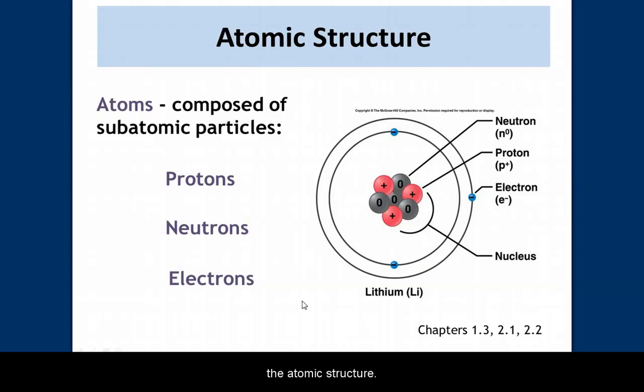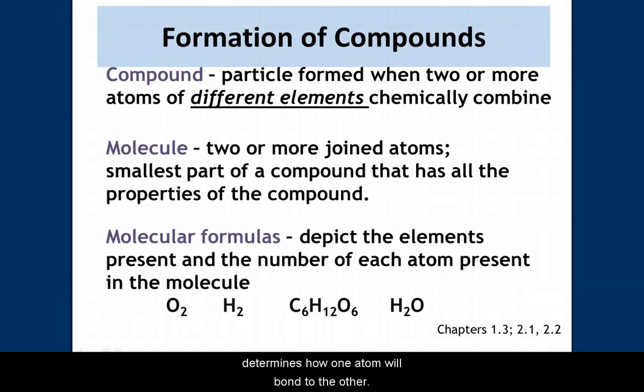The atomic structure, this is a very simplified slide, but let's just very quickly go over the atomic structure of an atom. It's composed of protons, neutrons, and electrons. Protons and neutrons are found in the nucleus, and spinning in an orbit around the outside of the nucleus are electrons. Let me just mention that the characteristics of the electrons, and especially in this outermost shell here, determines how one atom will bond to the other.